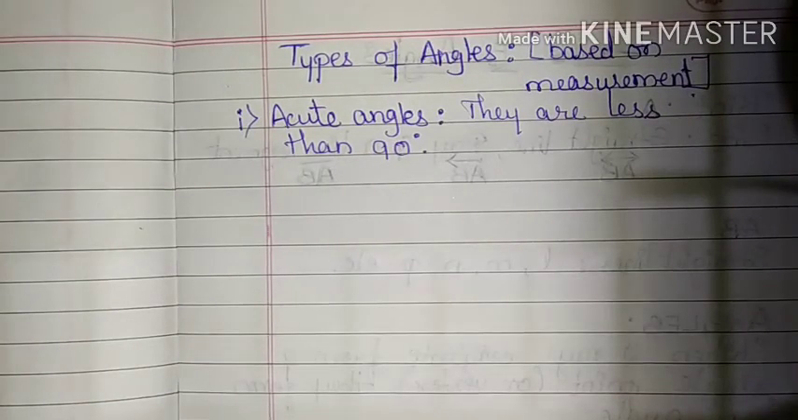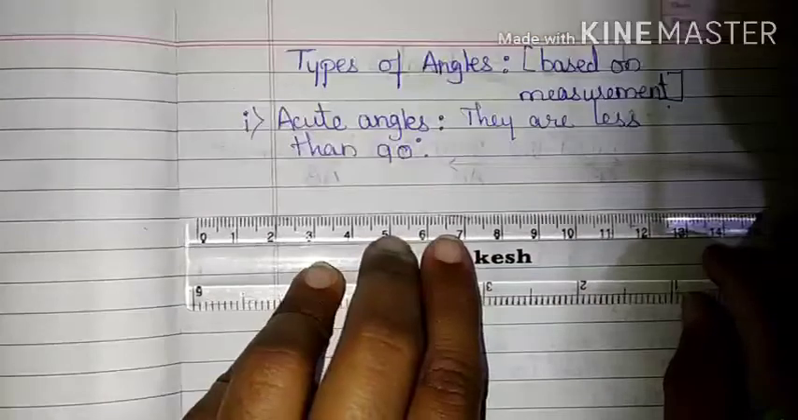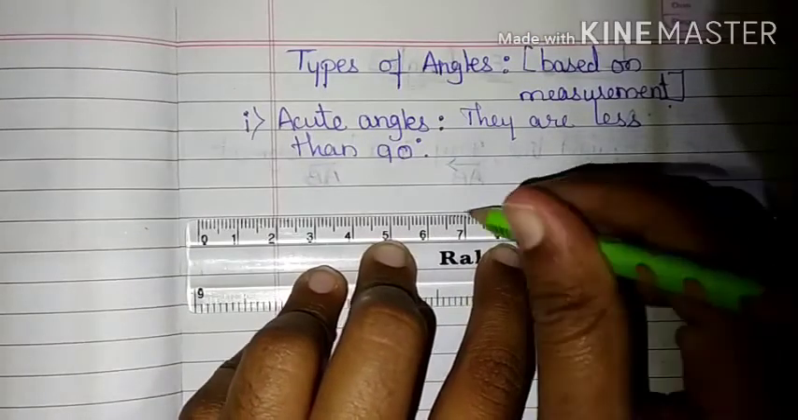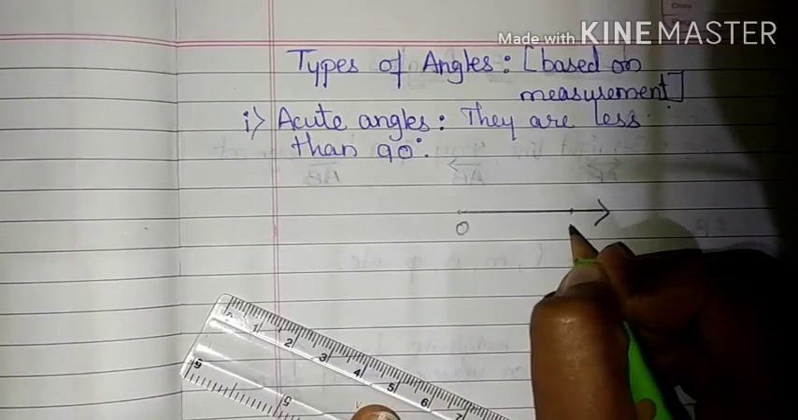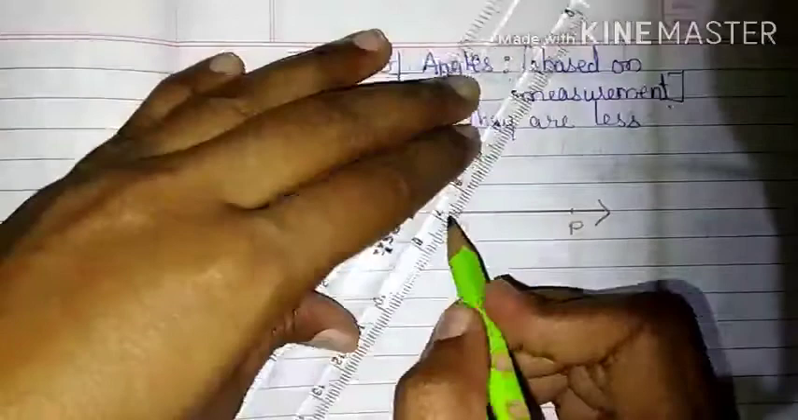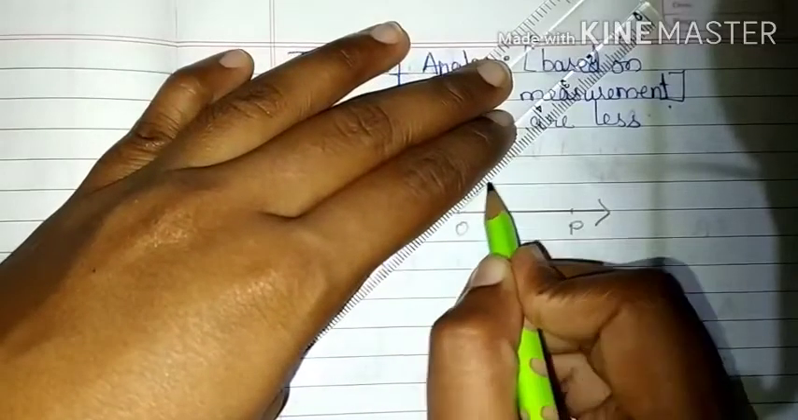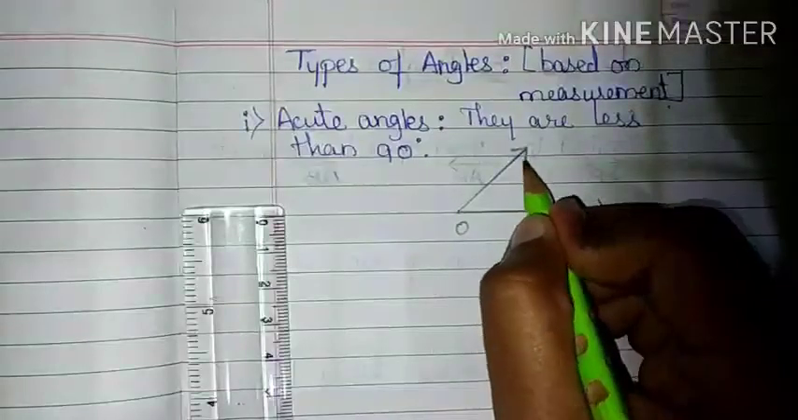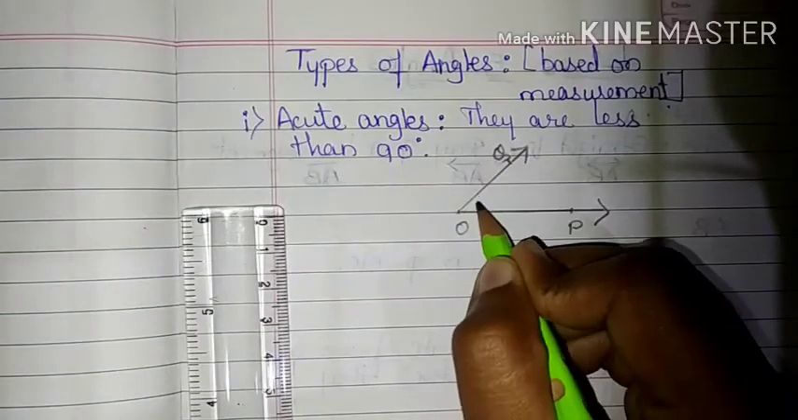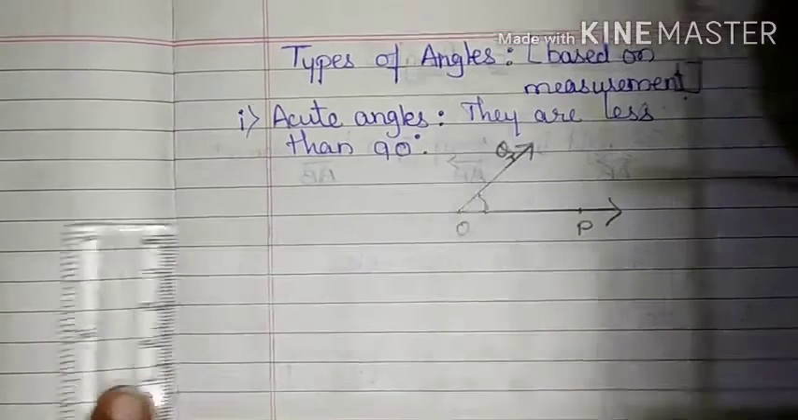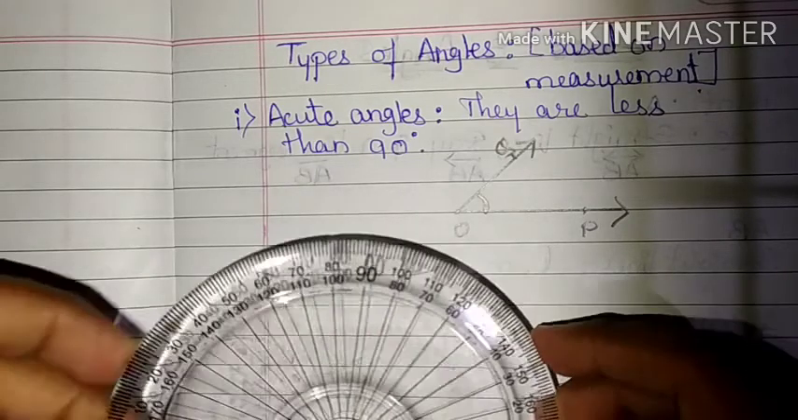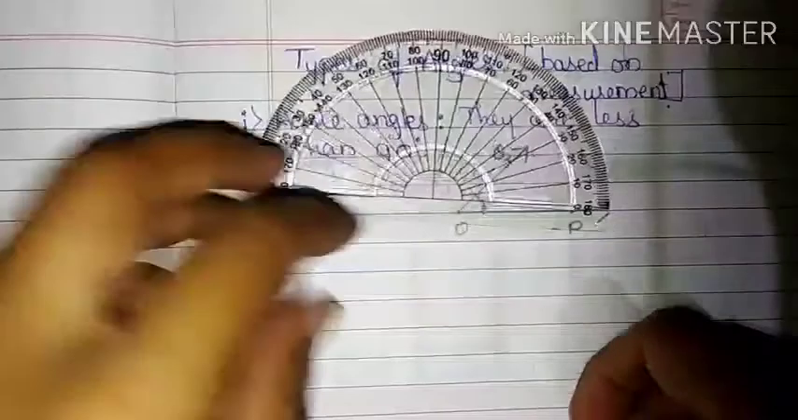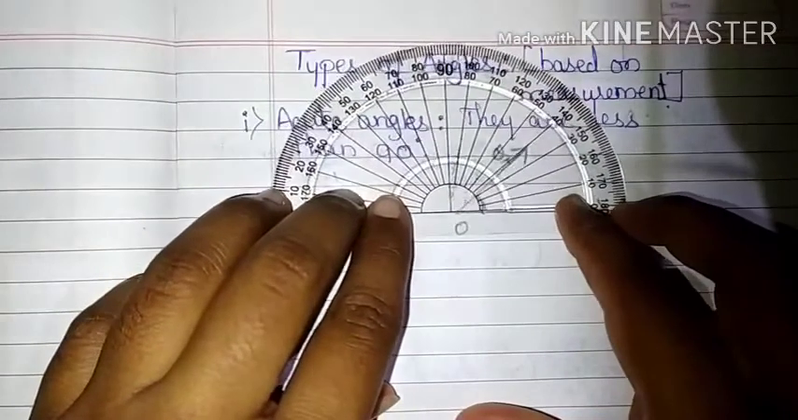So if I were to draw an acute angle, then my first ray OP, now I am naming them differently, and my second ray OQ. This is my acute angle which is less than 90 degrees. If you want to confirm that it is less than 90 degrees, then you can use a protractor, using which we can measure angles.